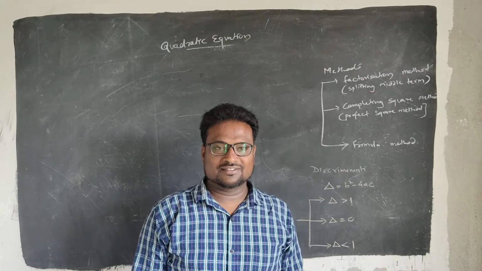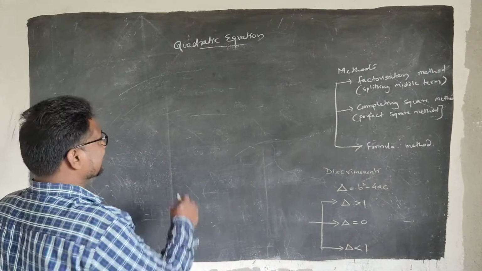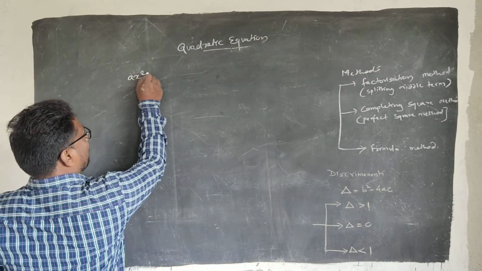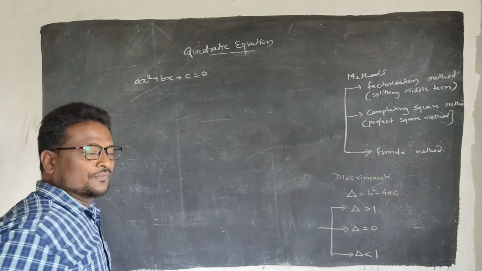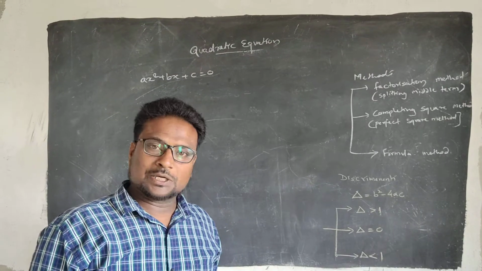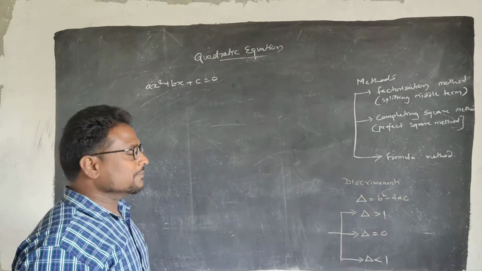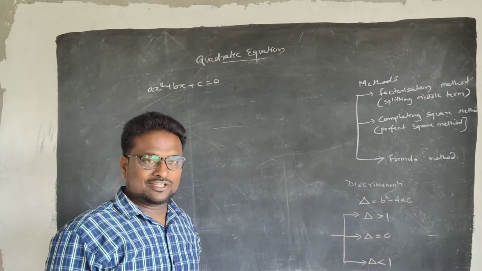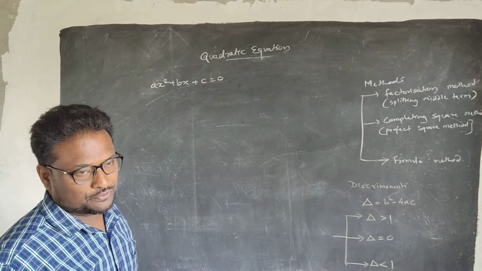Let us discuss some points on quadratic equation. Here the quadratic equation is ax² + bx + c = 0. Here the values a, b and c are constants. Constant means any numbers. The variable is x here. x is a variable which you are going to find out in this quadratic equation.